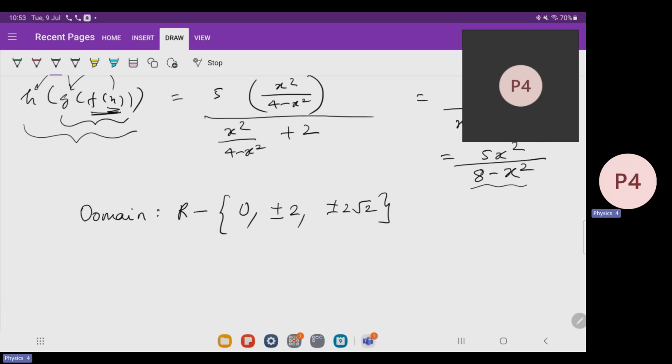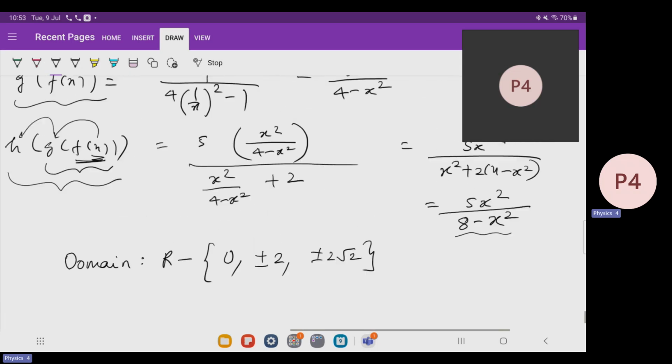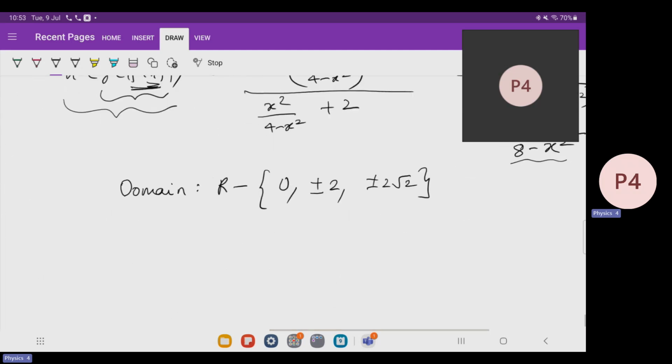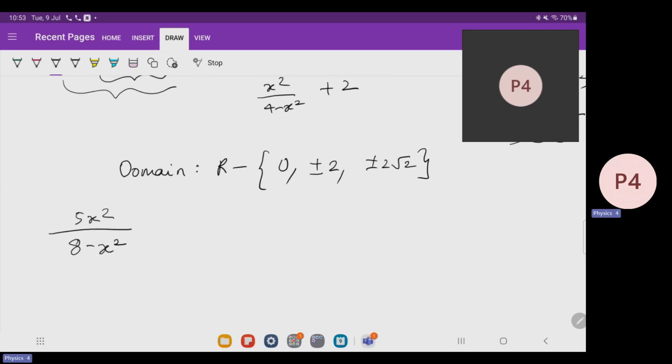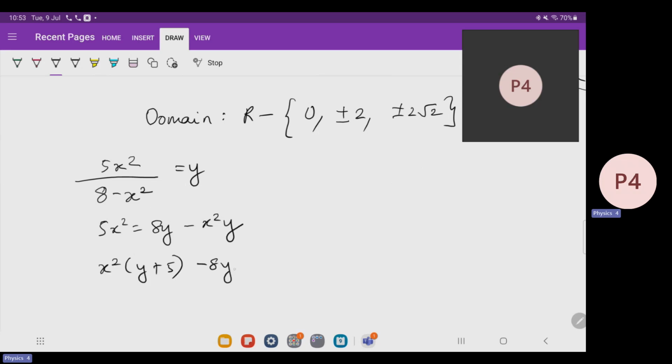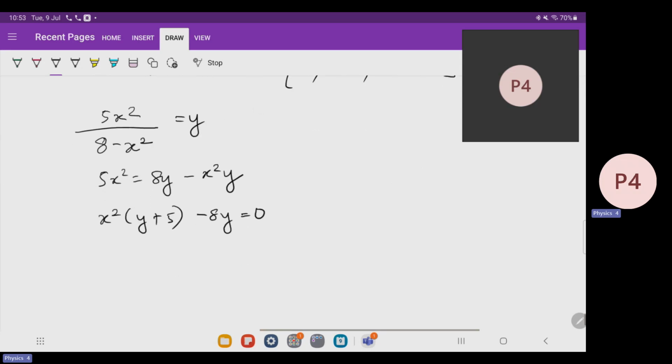And let us find the range. For the range, we will take h(g(f(x))). What is h(g(f(x)))? It is 5x square upon 8 minus x square. So we will take this as y. So 5x square is equal to 8y minus x square y. This will become x square times (y plus 5) minus 8y is equal to 0.